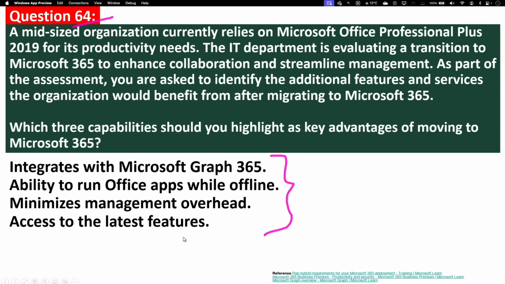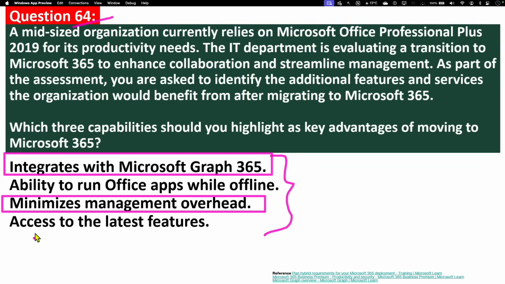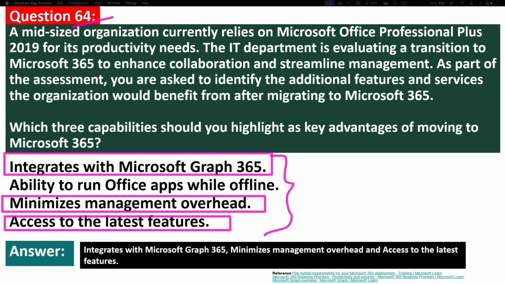The correct answers are integrates with Microsoft 365 Graph, minimizes management overhead, and access to latest features. So let's understand the benefit and a simple comparison. So let's look at the core differences. Office Professional Plus 2019 is a one-time purchase with classic apps like Word, Excel, and PowerPoint, and it doesn't receive new features after installation. Whereas Microsoft 365 is a subscription service that includes the same apps but with continuous updates, cloud services, and collaboration tools.